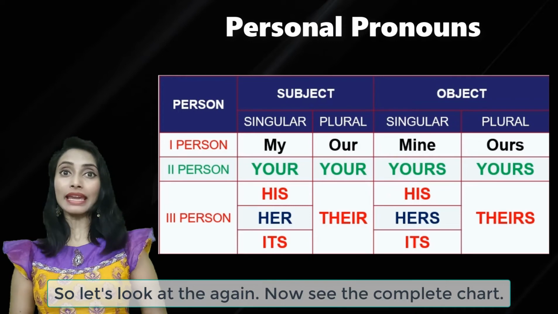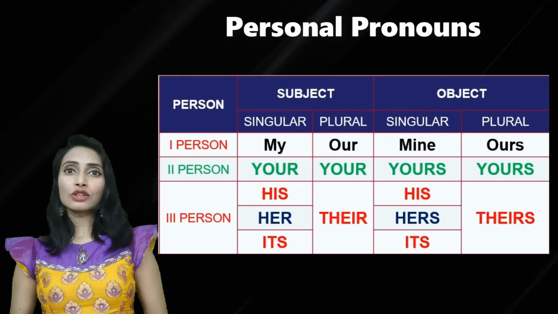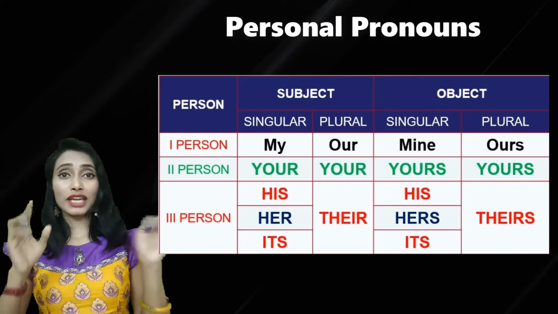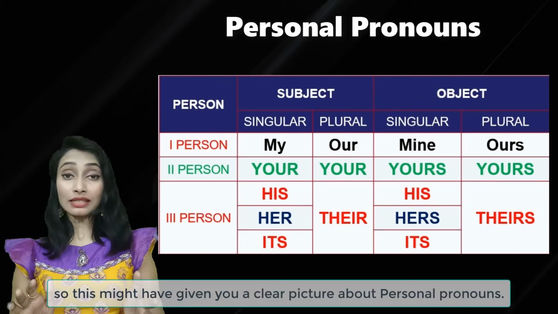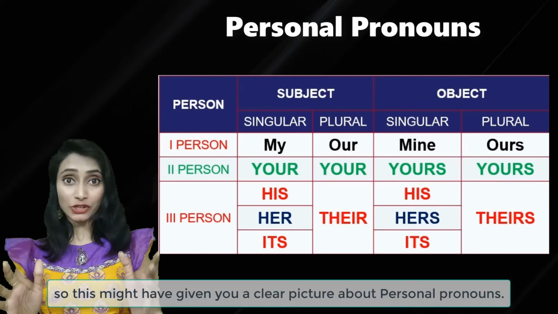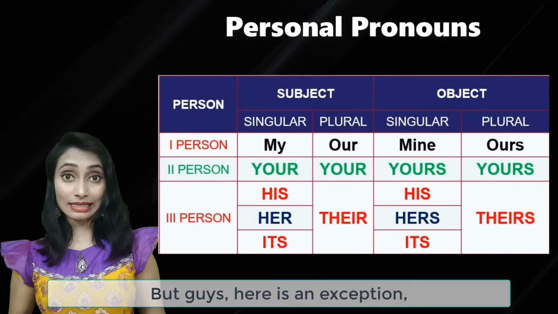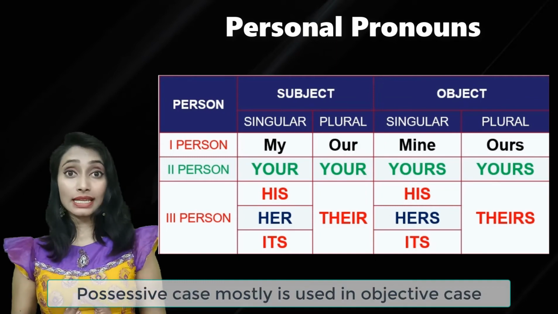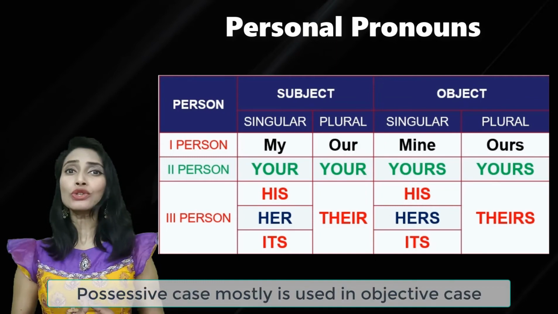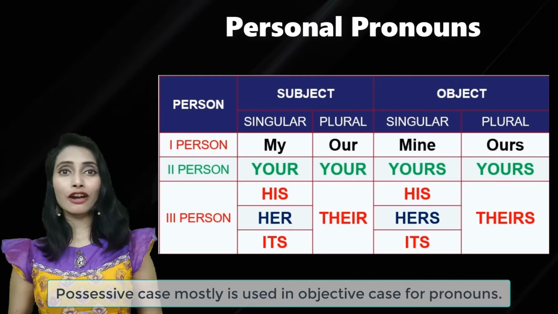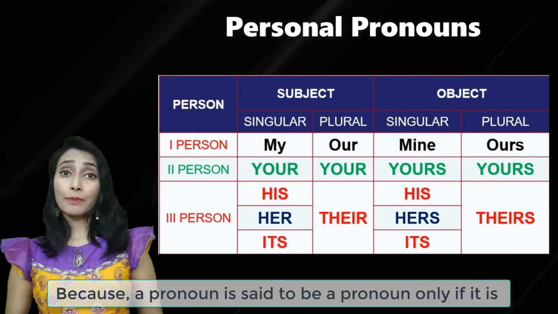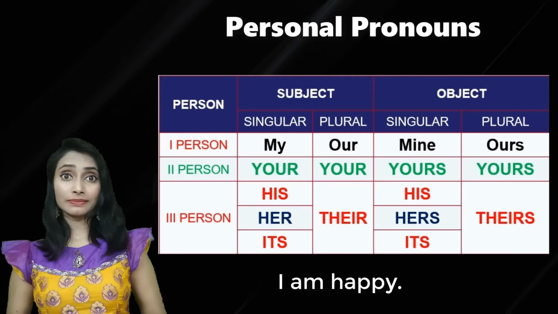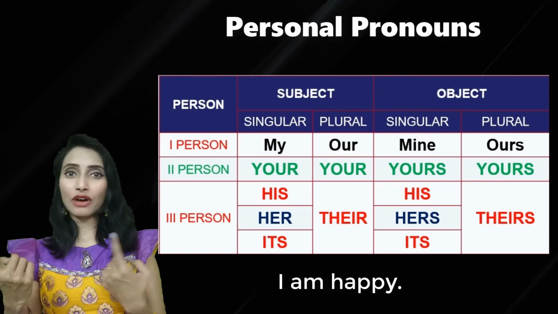So let's look at them again. Now see the complete chapter. So possessive case for first person, second person, third person, subjective case, objective case, singular and plural. So this might have given you a clear picture about the personal pronouns, but guys, here is an exception with possessive case. Possessive case is mostly used in objective case for pronouns because a pronoun is said to be a pronoun only if it is followed by a verb. I am happy. I followed by am.